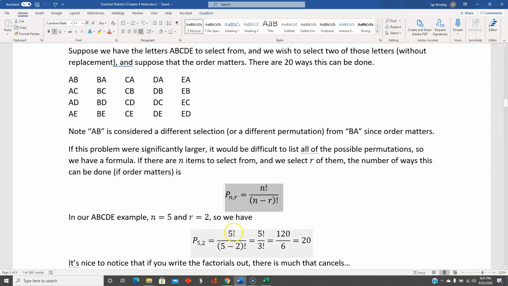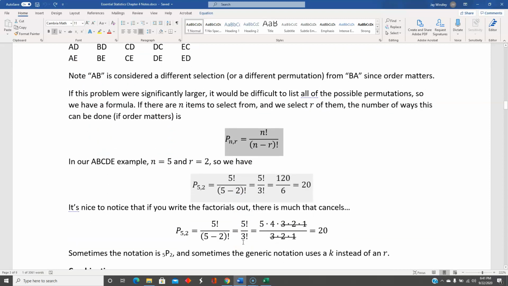So in this case, 5 factorial over 5 minus 2 factorial. The 5 is because there's 5 items to choose from, and the 2 is because we're selecting 2 of them. And anyway, 5 factorial over 3 factorial is 20, and that's the 20 possibilities we have listed here. So if we're selecting 2 letters from the letters A, B, C, D, E, and order matters, there's 20 ways that that can be done, and this formula spits that out.